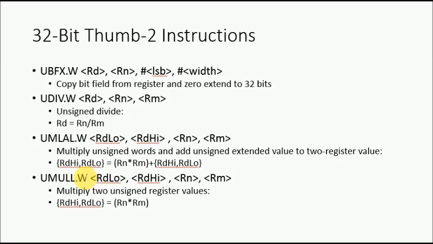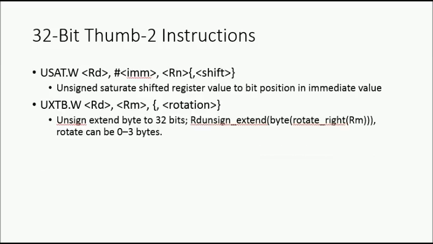UMULL.W RdLo, RdHi, Rn, Rm. Only the content of Rn and Rm is multiplied, as unsigned register values, and the result will be transferred to RdLo and RdHi. USAT means unsigned saturation with shift: the Rn content is shifted, the value is saturated to the bit position in the immediate value, and the data will be transferred to the register Rd.